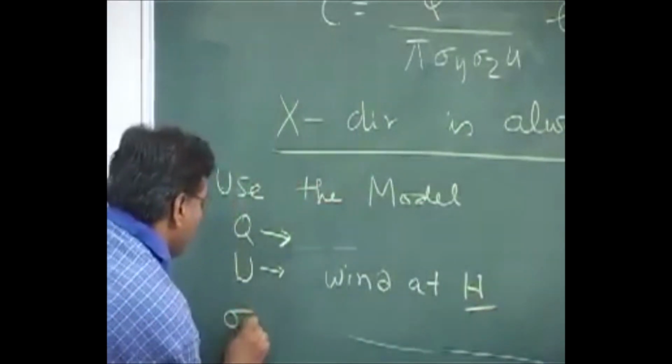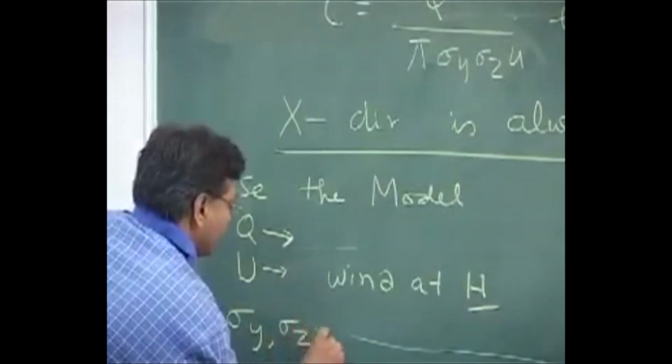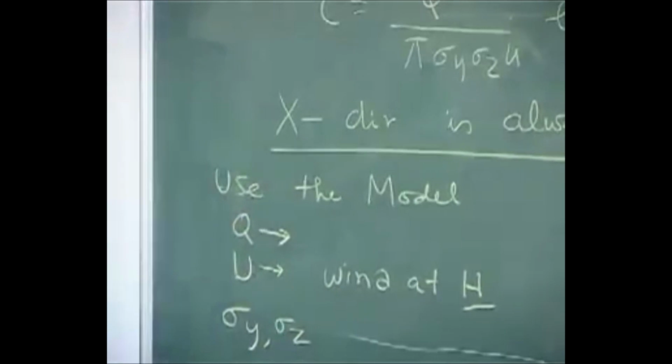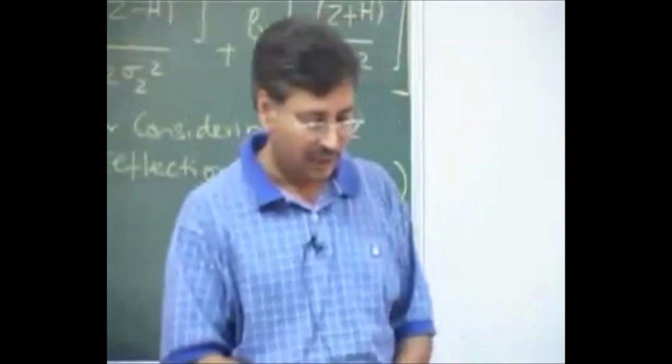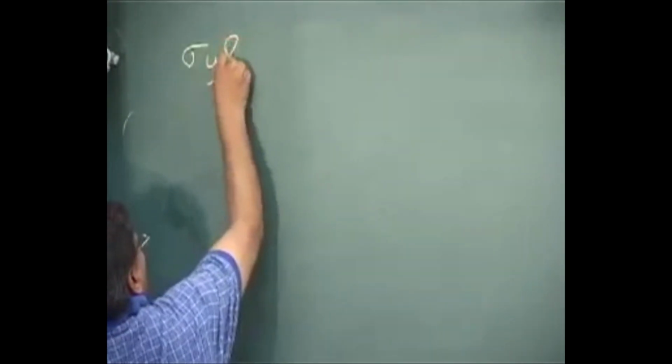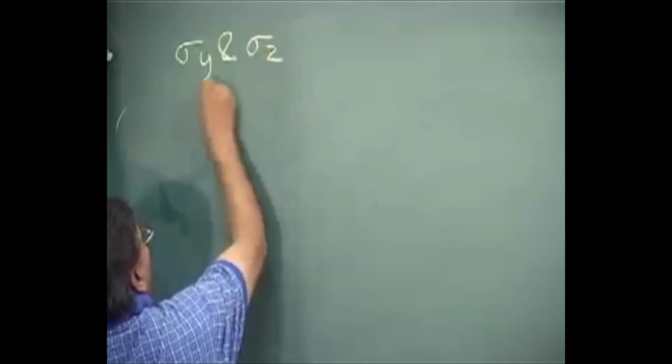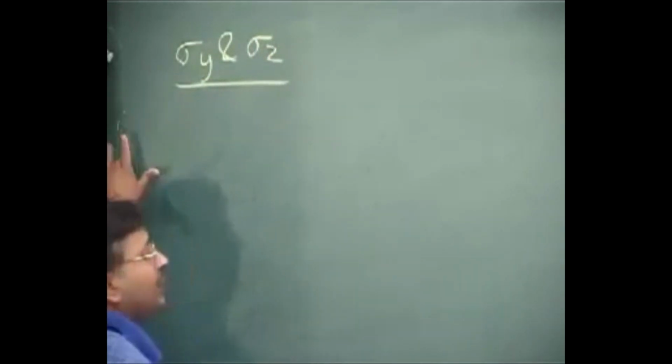But the other thing you need is sigma y and sigma z. So we'll have a little bit of discussion as to how and where sigma y and sigma z come from. Let's see what these things are and how we can measure them.